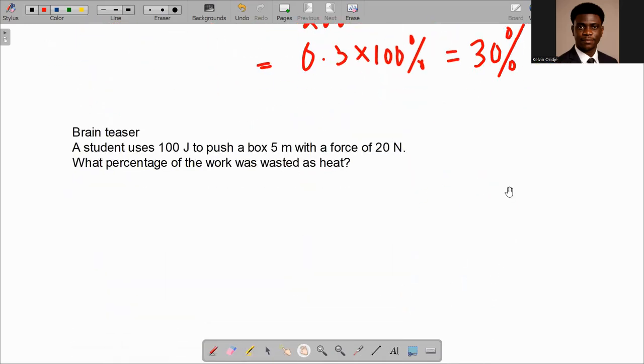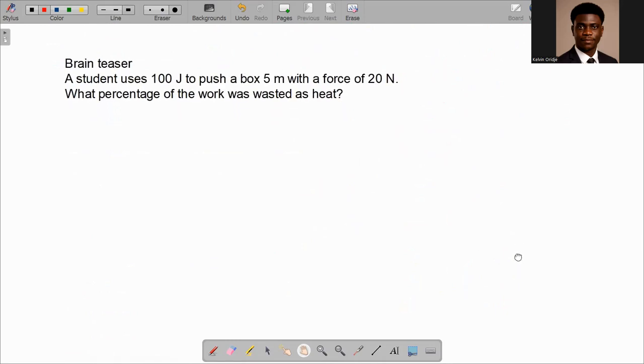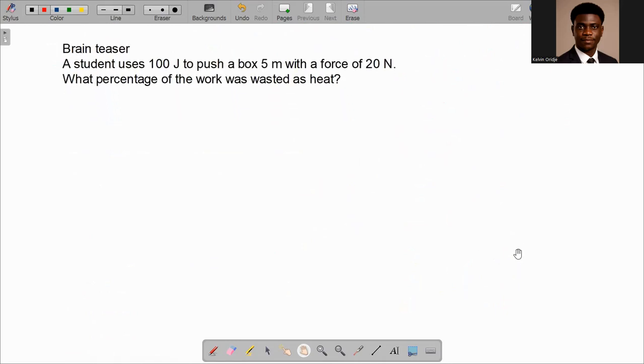From the knowledge gained in solving the previous questions, you can attempt this one. Here's a brain teaser. It says a student uses 100 joule to push a box 5 meters with a force of 20 Newton. What percentage of the work was wasted as heat?